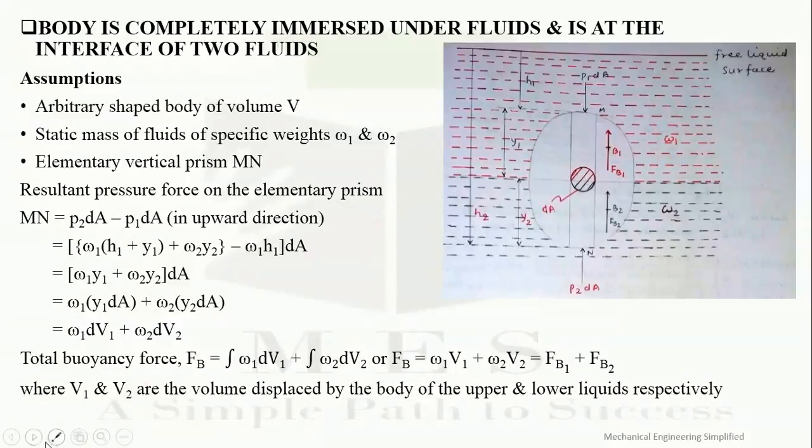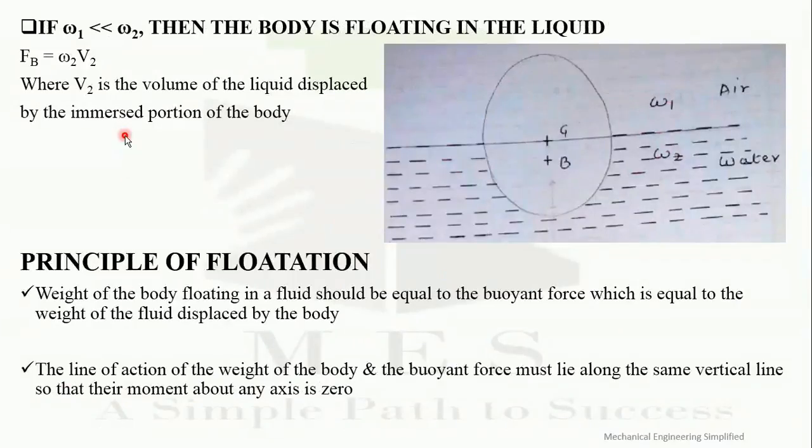Okay, then moving forward, the third case: if omega 1 is very much less than omega 2, then the body is floating in the fluid. That means, if you have water with omega 2 and air with omega 1, the specific weight of air is very much less than the specific weight of water. So in this case, you can say that the body is floating in this liquid.